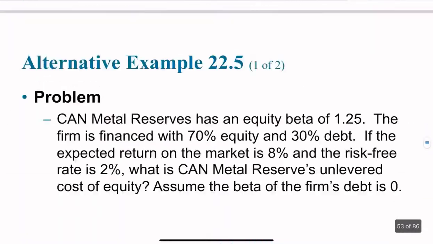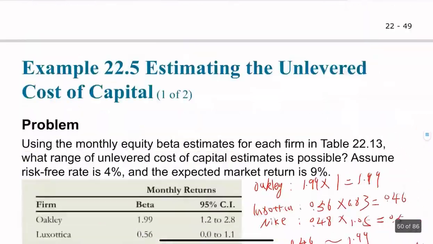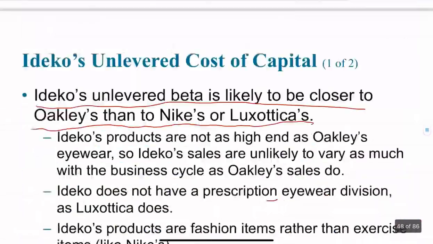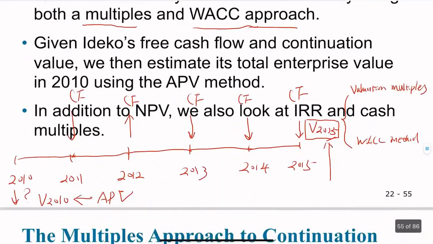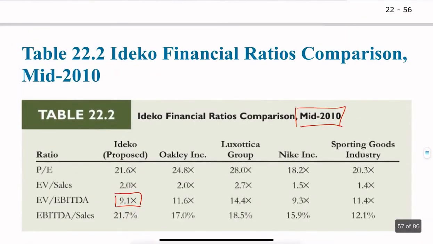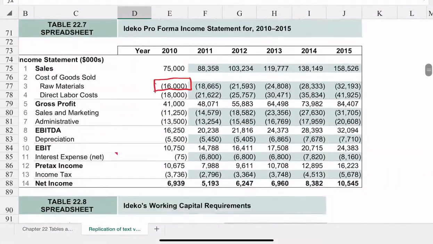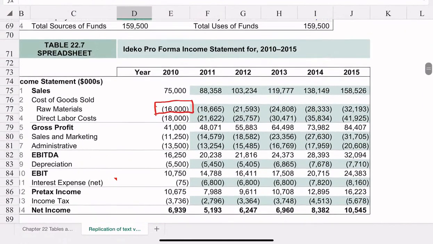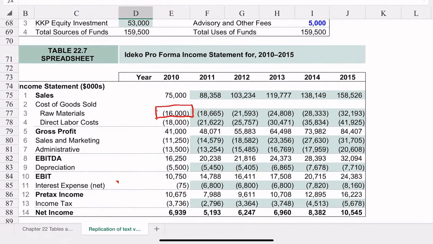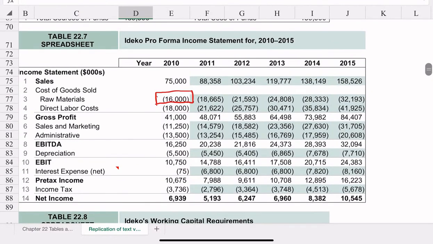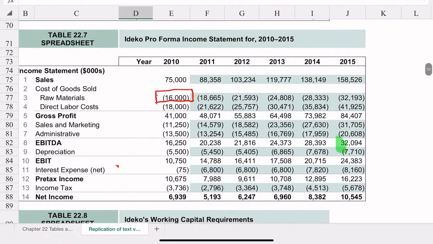Well, we have done this before, right? Because we have this, so let me, you know what? Let me use the Excel file. Because we have this pro forma income statement, and we know that we have forecasted the firm's EBITDA. And in 2015, the number is $32 million, right? So it's 32094. So that's the number we want here.